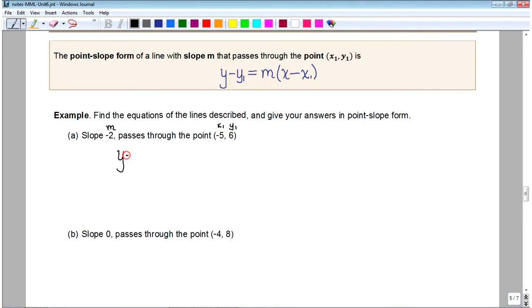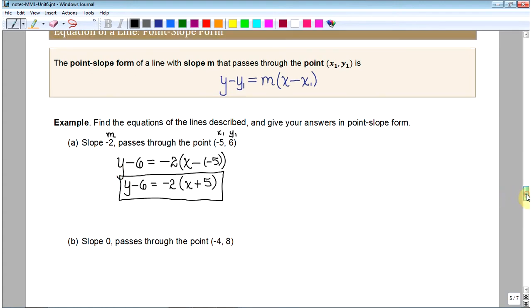So we have y minus y sub 1, which is 6, is equal to our slope, which is -2, times the quantity x minus x sub 1, which is -5. So now I just need to simplify what I have in parentheses. So we have y minus 6 is equal to -2 times the quantity x plus 5. And that would be our answer in point-slope form.